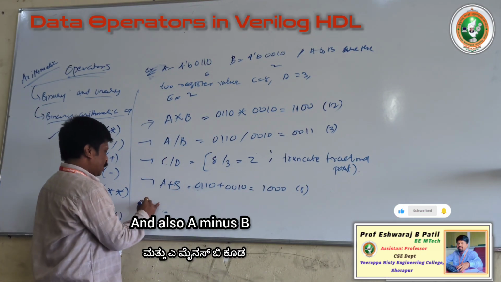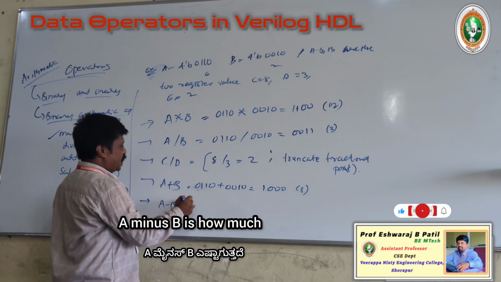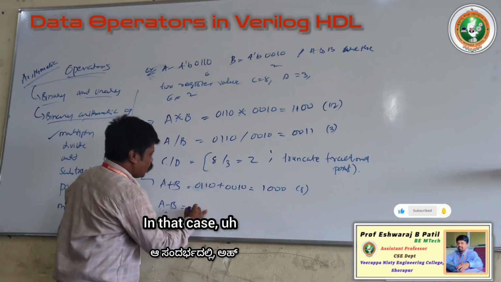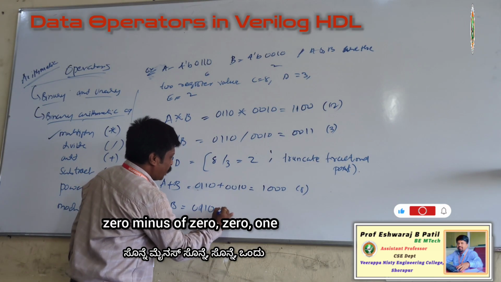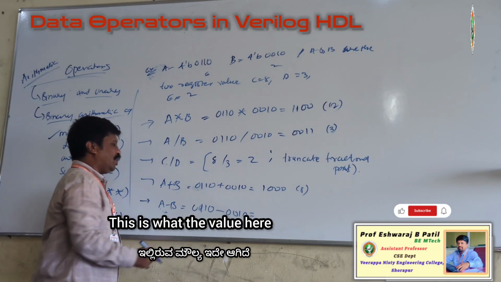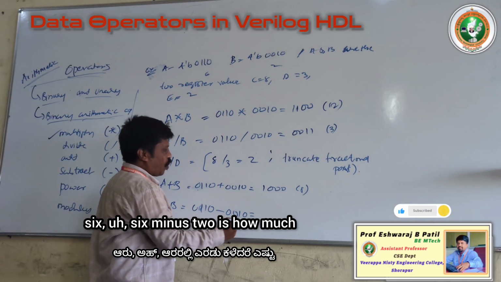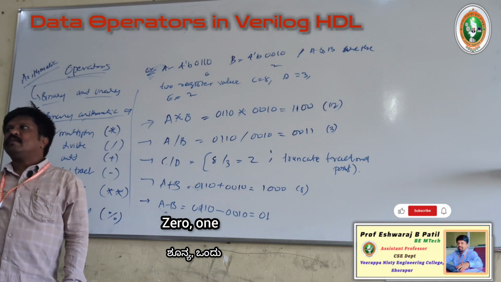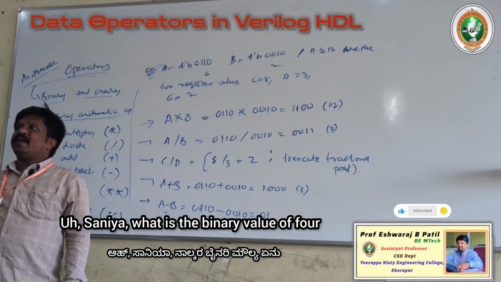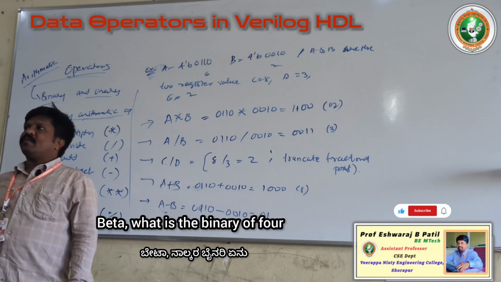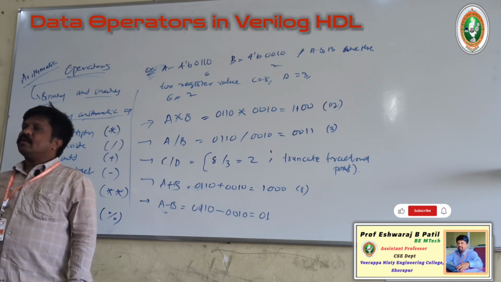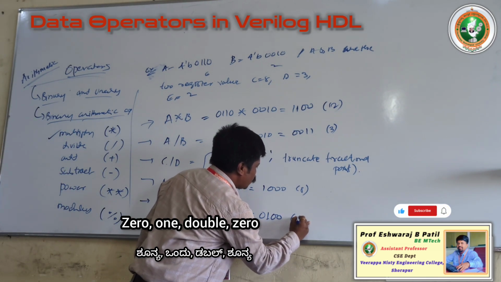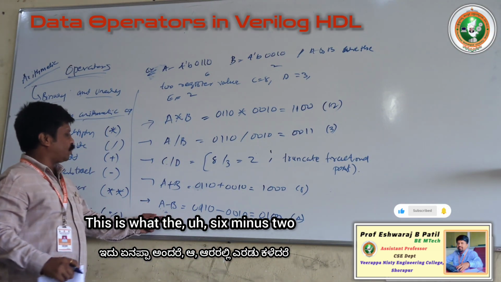And also A minus B. A is 6, B is 2. 6 minus 2 is how much? 4. Like this I have to write 0, 1, 1, 0 minus 0, 0, 1, 0. How to write 4 in binary? The binary value of 4 is 1, 0, 0. This is for 4, the result of 6 minus 2.